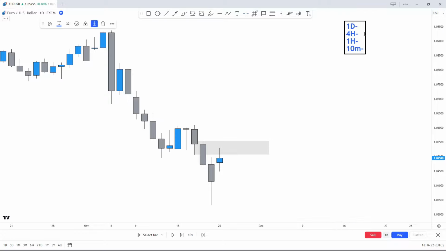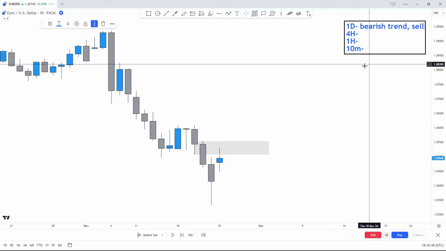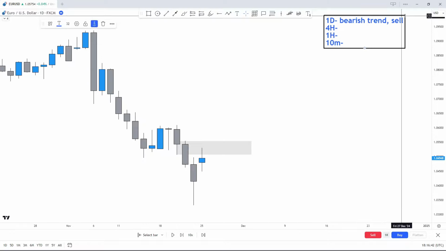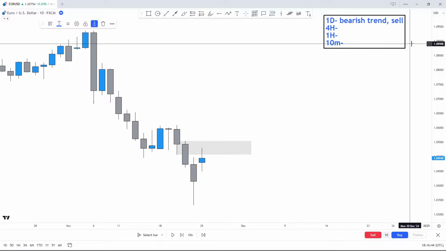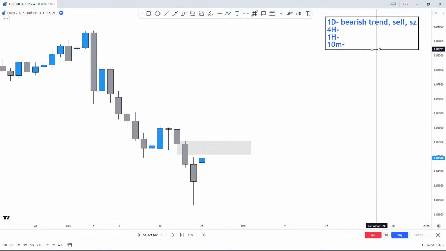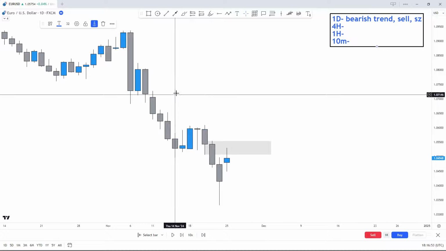So what do I put here on the little diagram? The information box is that on the 1 day we have a bearish trend and a sell directional bias. So our bias right now is a selling bias, and that is confirmed because we can see a supply zone that price has tapped into on the daily time frame.